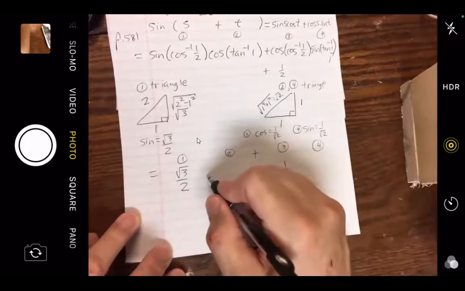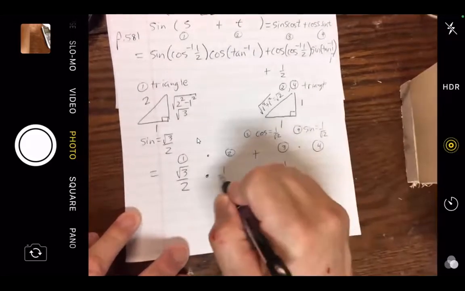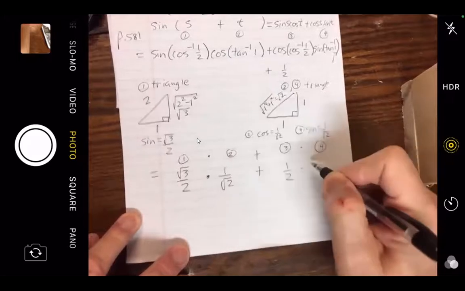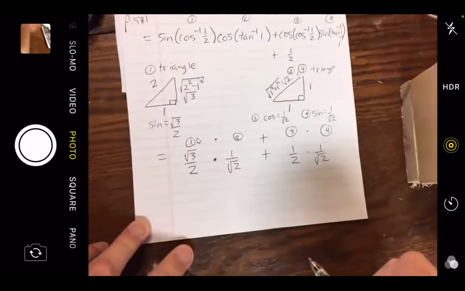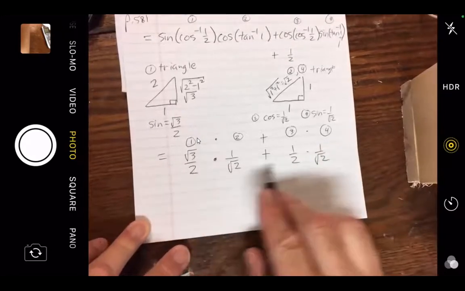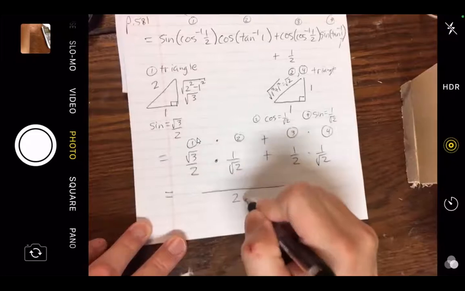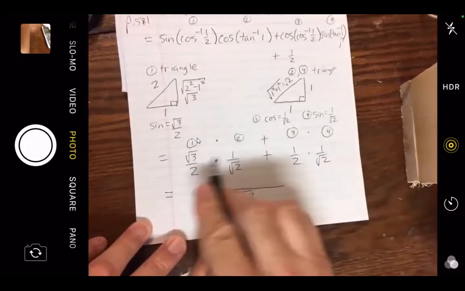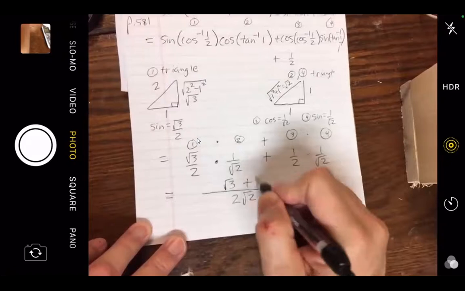So piece 2 is going to be times, see, 1 and 2 were multiplied, 3 and 4 were multiplied. So that's going to be 1 over root 2 times 1 over root 2. All right, again, a common denominator is 2 root 2. So 1 fraction with 2 root 2. And the top over here is root 3 times 1 is root 3, and over here you have plus 1.